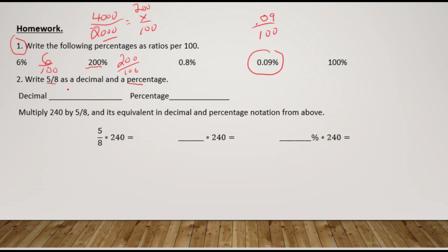So as a decimal, put it in your calculator, 5 divided by 8, and you should get 0.625. And as a percentage, you could do it several ways. Well, if you have 0.625, that's 0.625 over 1. If you multiply the numerator by 100 and the denominator by 100, you're not changing the basic relationship, and you're going to get 62.5 over 100.